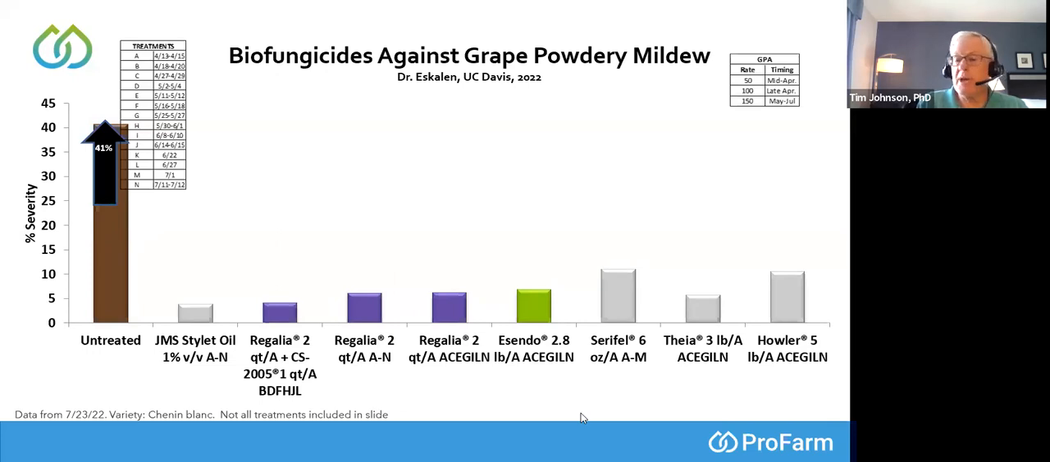So on the right-hand side, we have, at least I know Serafel is a bacillus product. I believe Haller is Pseudomonas. Thea, don't hold me to it, but I believe that's a bacterial. So you can see that really when they're applied properly with the right amount of disease pressure, they did pretty well. The Regalia did quite nicely, as did the stylet oil applied weekly.